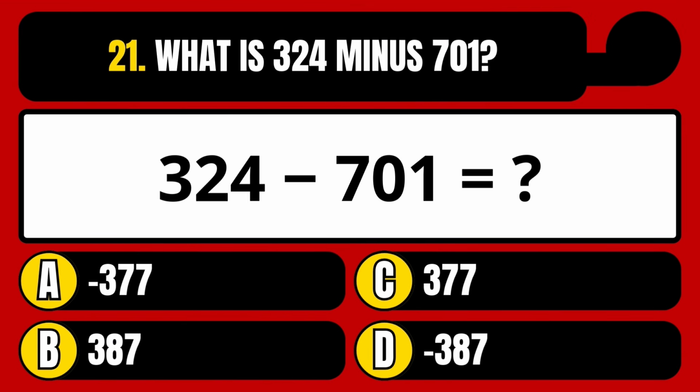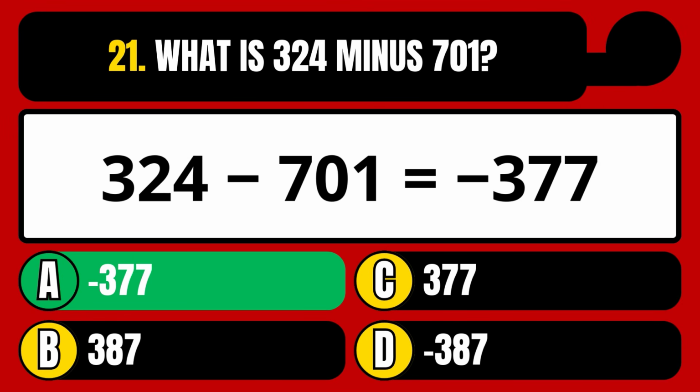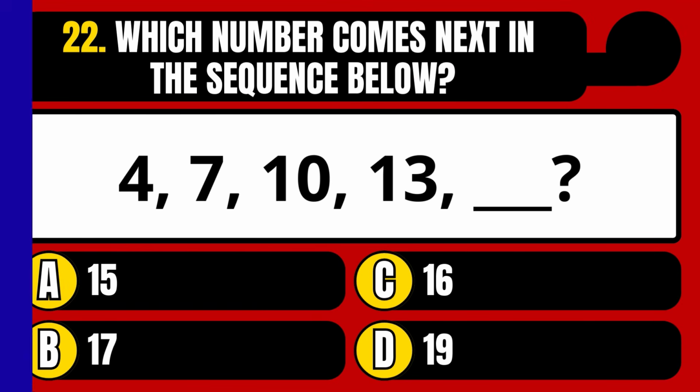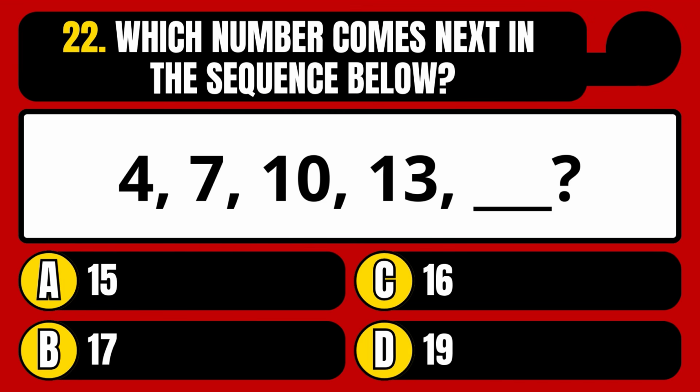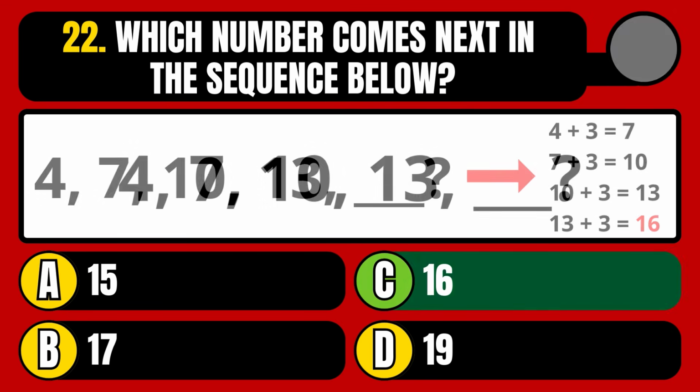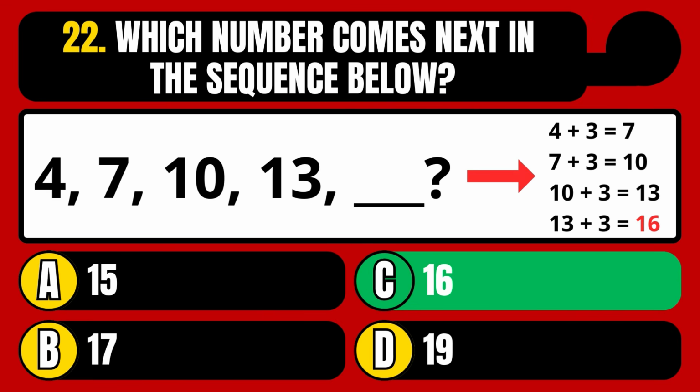What is 324 minus 701? Negative 377, 387, 377, or negative 387? The correct answer is option A, negative 377. Which number comes next in the sequence below? 15, 17, 16, or 19? The correct answer is option C, 16.